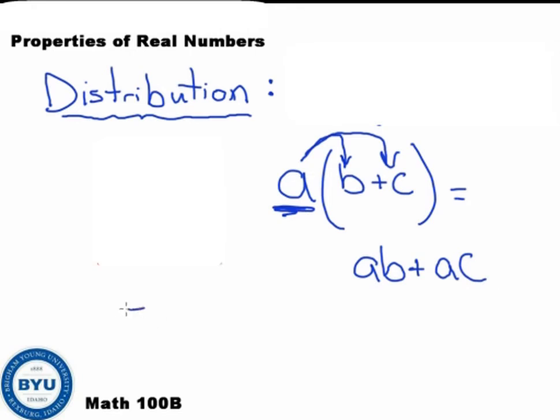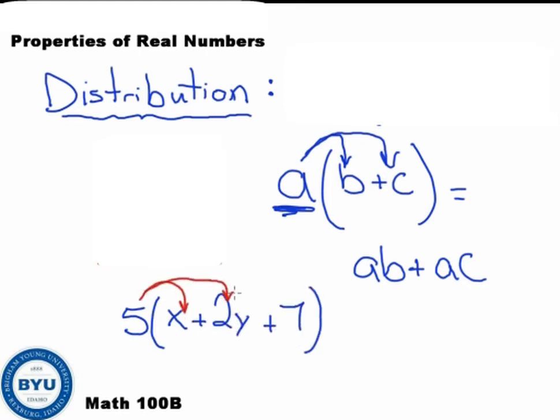So, for example, if I had 5 times the quantity x plus 2y plus 7, the 5 is going to everything inside the parentheses. I would multiply the 5 to everything inside. So 5 times x is 5x, and 5 times 2y is 10y, and 5 times 7 is 35. That's the distribution law. We multiply that value to everything inside.